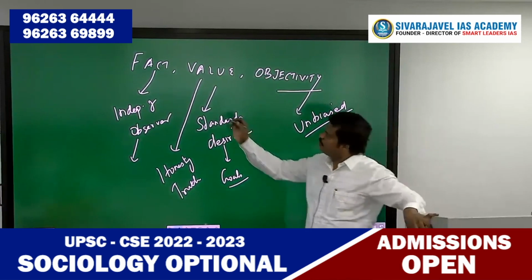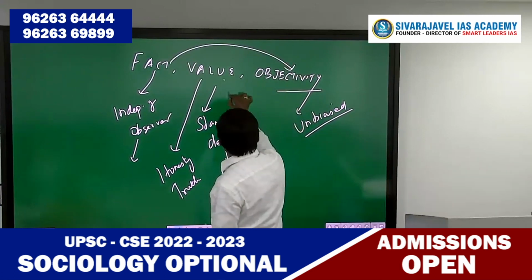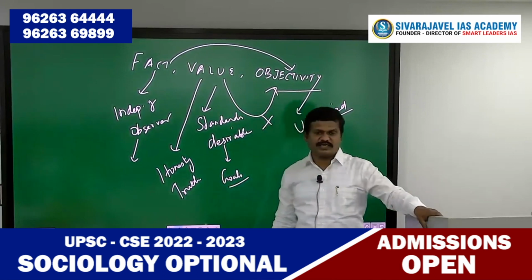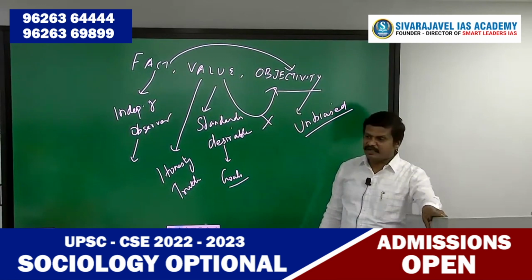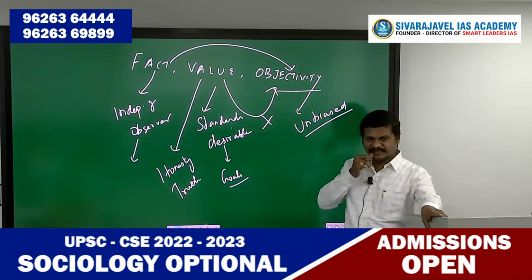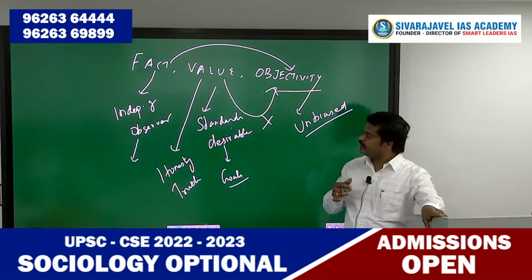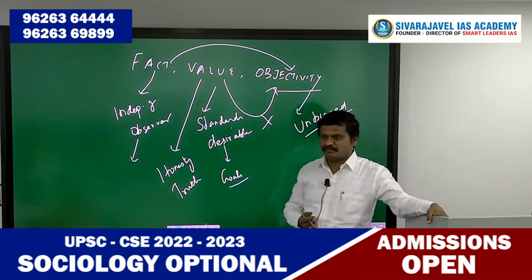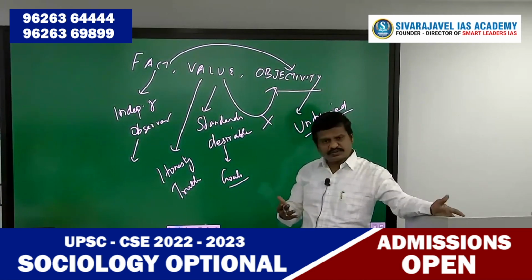So fact is objective. Value may not be objective. Because in the old Indian society, patriarchy, male domination is a value. But in new Indian society, male domination is a crime. Equality is the value. So value changes when society changes.